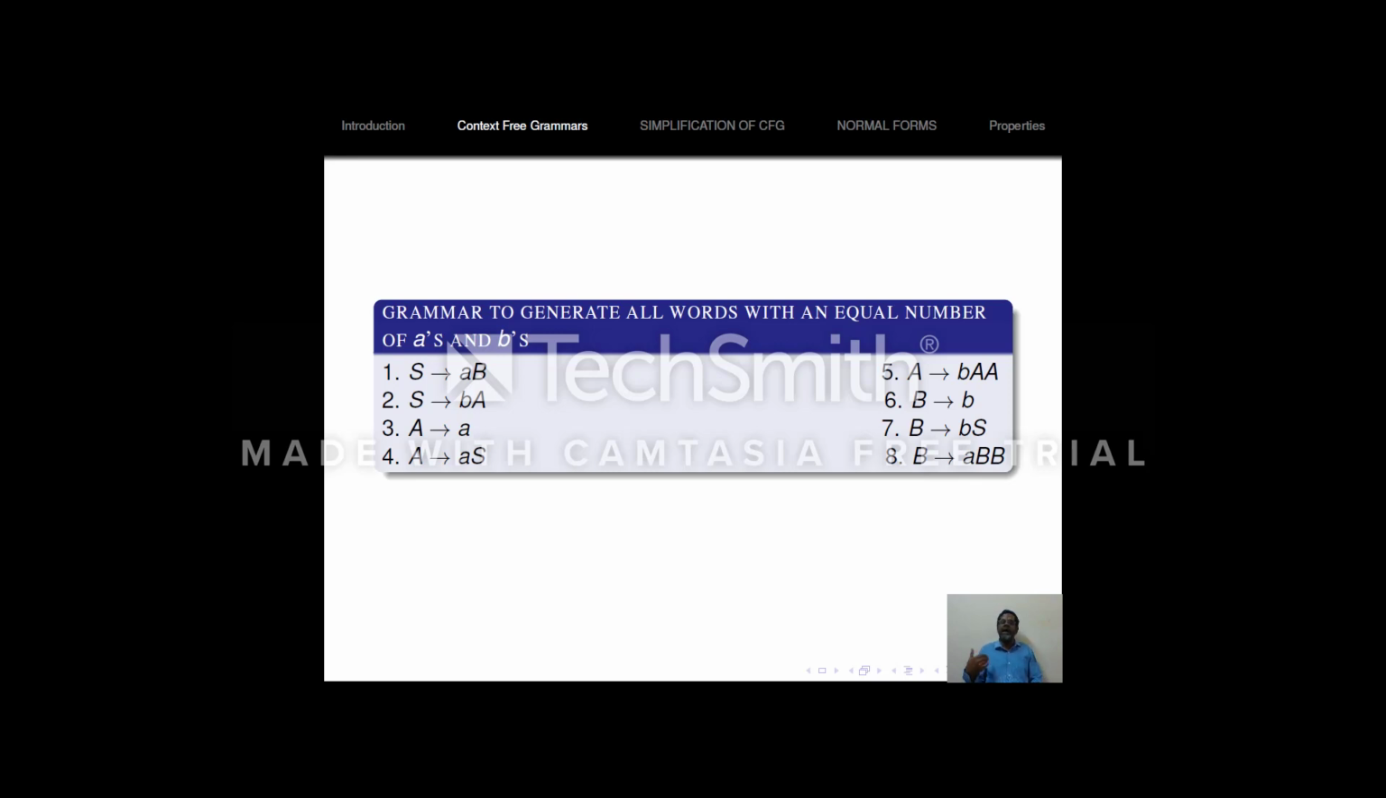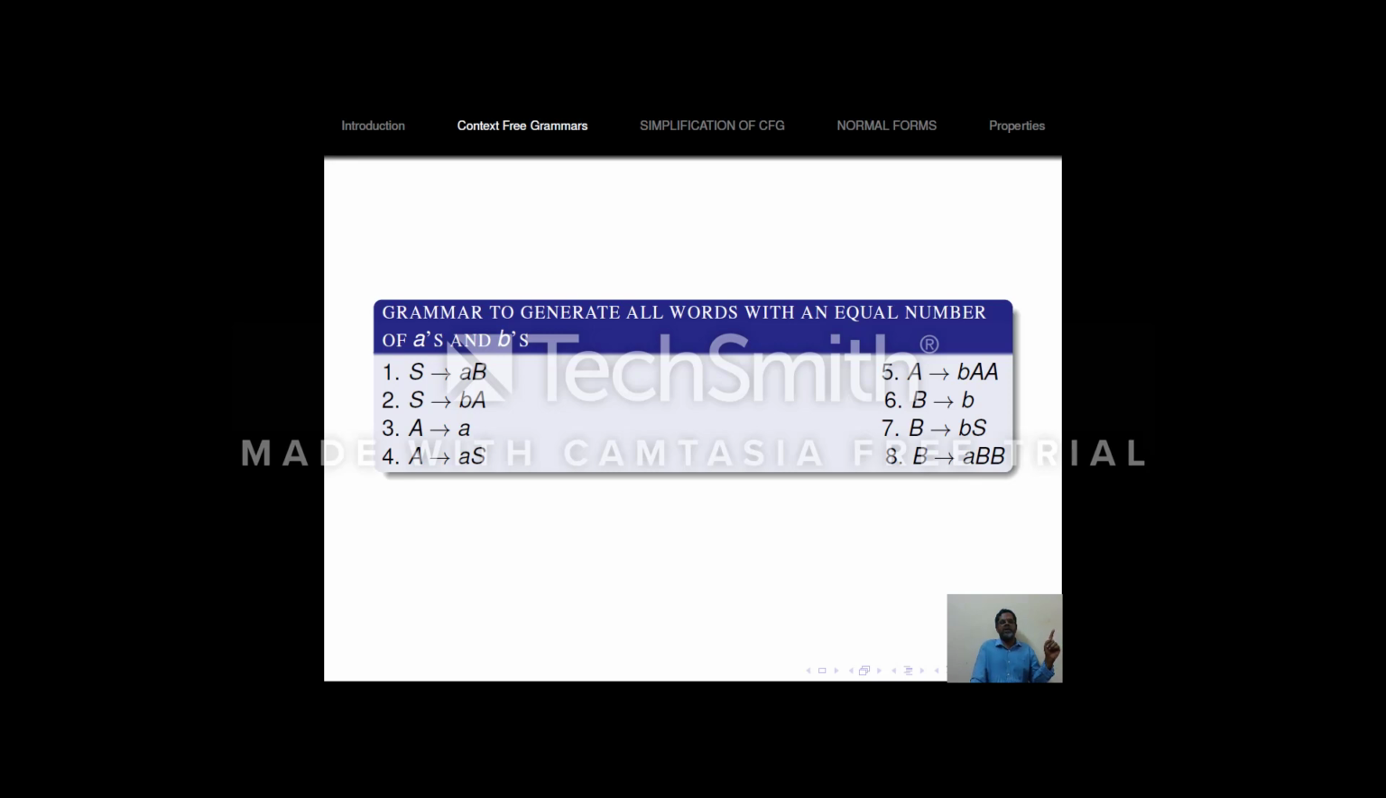After that I can have again A or B. If I want to have again A, then I can apply the rule number 1 again. So S goes to AB will take care of it. After that, if I want to have any number of B's, then I'll have this rule number 8. So B goes to A, B, B. So finally, in the nutshell of these 8 rules, I can have S goes to A capital B.